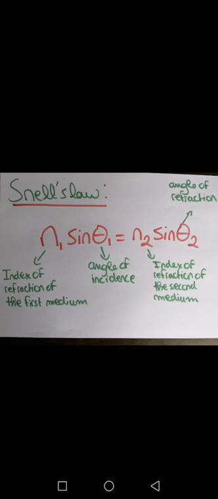In the second part of this section, we will study Snell's law. Snell's law gives the relation between the indices of refraction of two mediums and the angle of incidence and the angle of refraction as light passes from a medium to another. Snell's law states that N1 sine angle 1 is equal to N2 sine angle 2. N1 is the index of refraction of the first medium. N2 is the index of refraction of the second medium. Angle 1 is the angle of incidence and angle 2 is the angle of refraction.